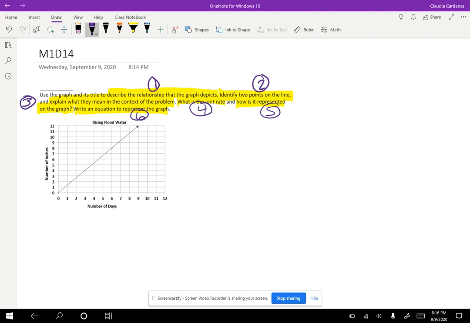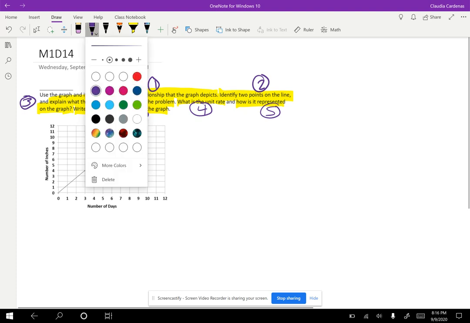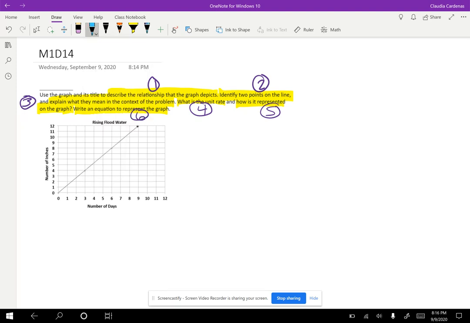Okay, take a deep breath. It's going to be okay. So the first thing we know is that in order to describe the relationship, we got to look at the label and see what is going on with the title of the graph as well as the axes. So I'm kind of going to section off my paper so you do the same as well. So you're prepared to share 6 different responses for this one problem.